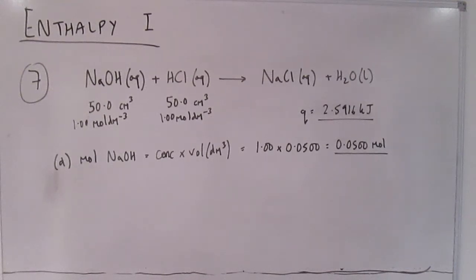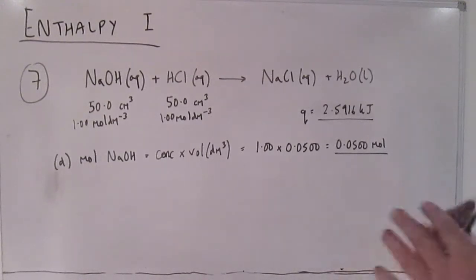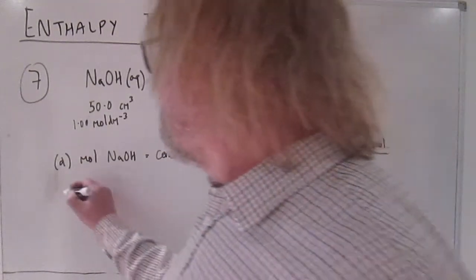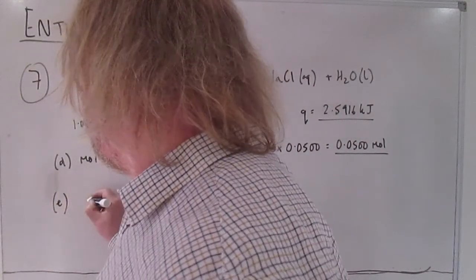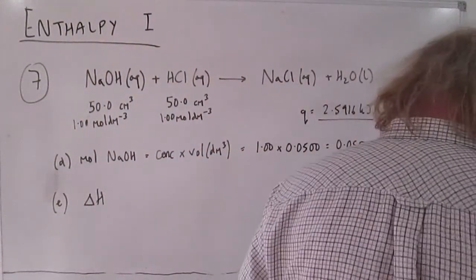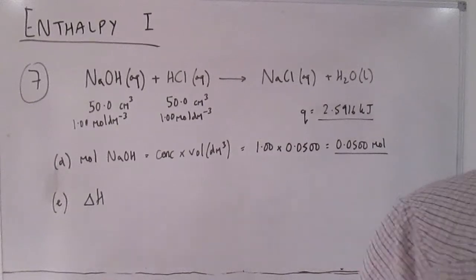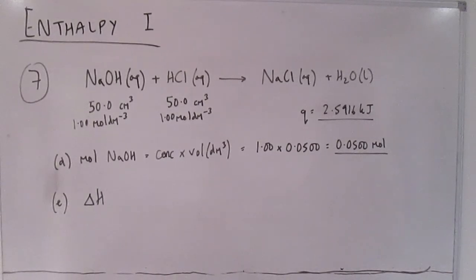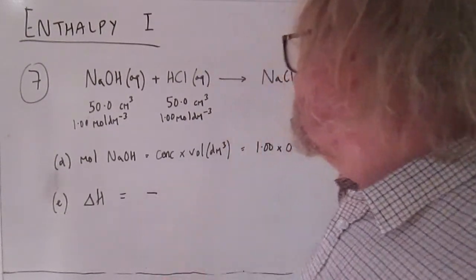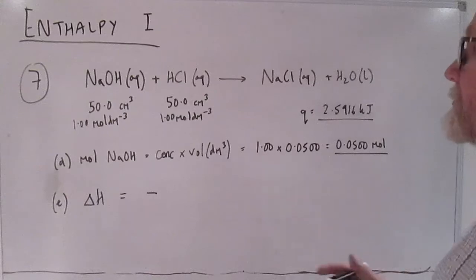But it was important to check that, because had it been in excess that would have affected the answer to the next bit. But what it asks us for is delta H for the reaction per mole of sodium hydroxide. So that's equal to minus, because it's exothermic. Remember, the sign is negative if it's exothermic.